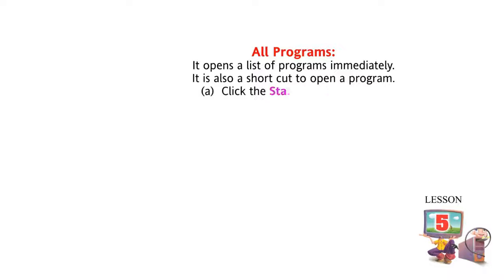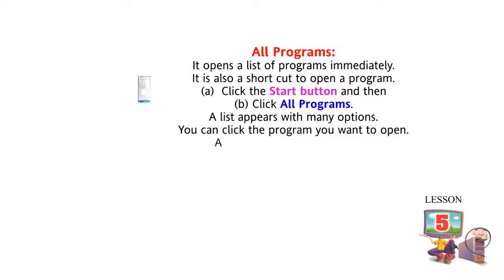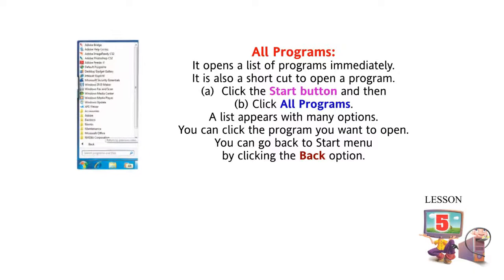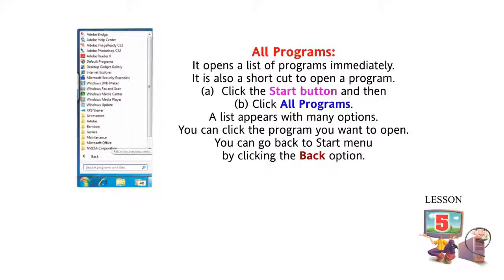All Programs. It opens a list of programs immediately. It is also a shortcut to open a program. A. Click the Start button and then B. Click All Programs. A list appears with many options. You can click the program you want to open. You can go back to the Start menu by clicking the Back option.